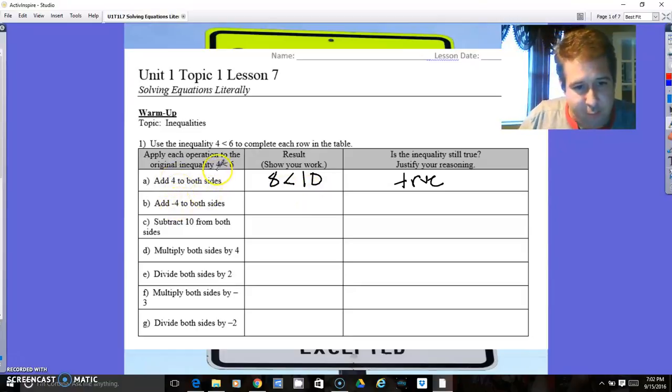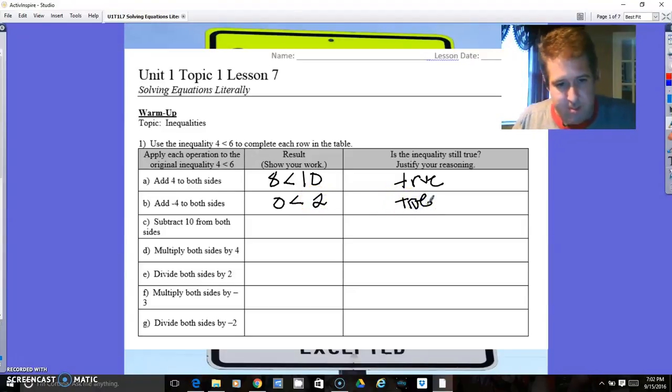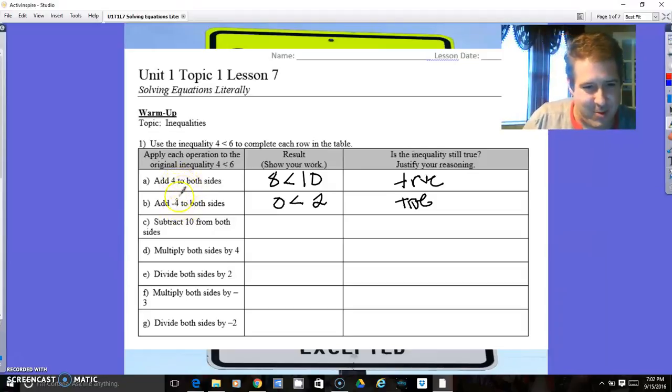What about if we subtract 4 from both sides? This would be 0, and this side would be 2. That is also still a true statement, which shouldn't surprise you, because the addition property of equality states if you do the same thing on both sides, it's not changing the value at all. Same thing with the addition property. I know I pointed here. That was the subtraction property, and this is the addition property of equality.